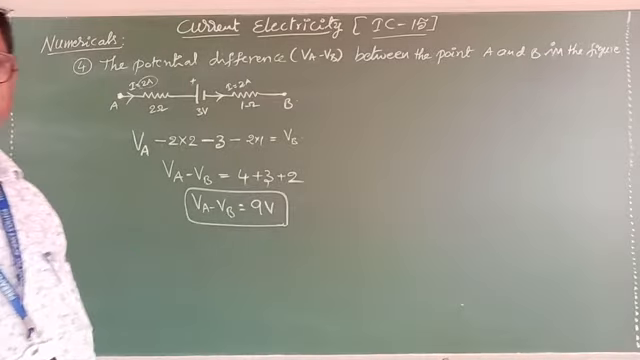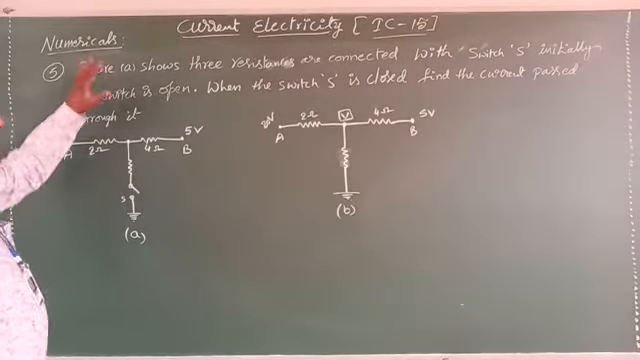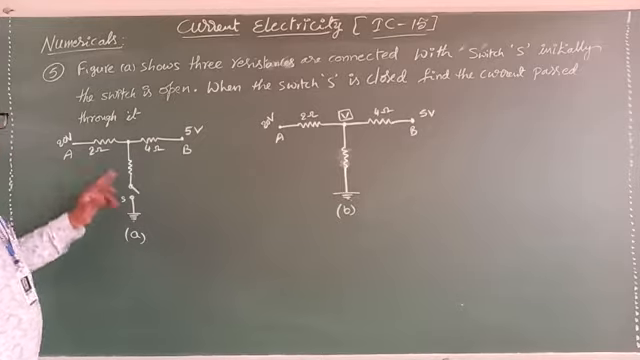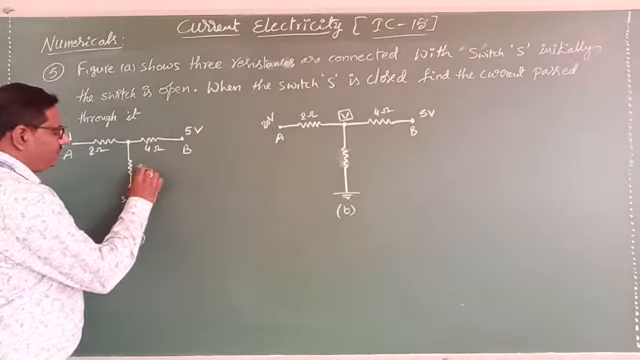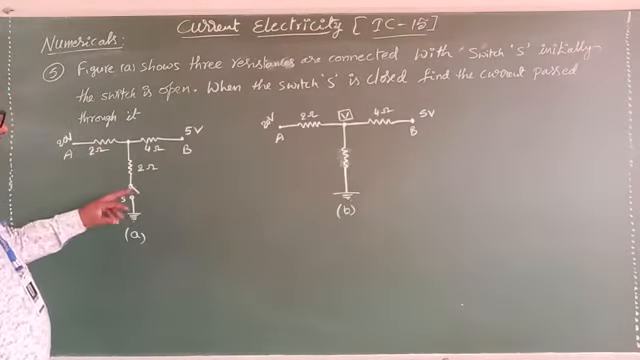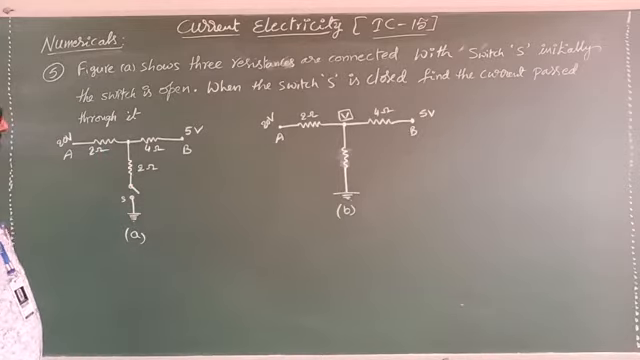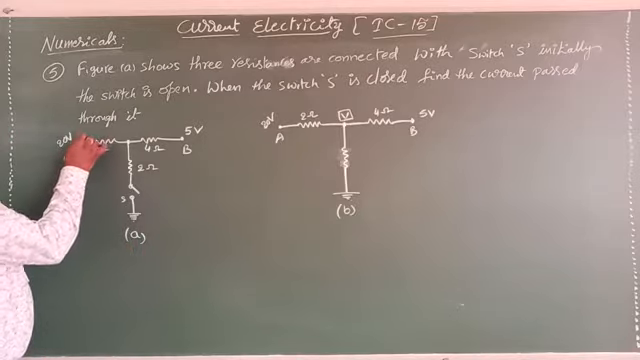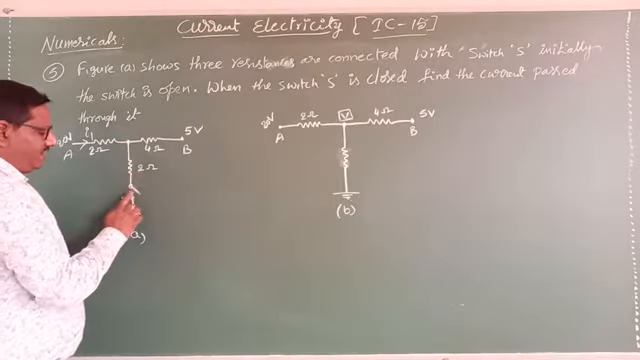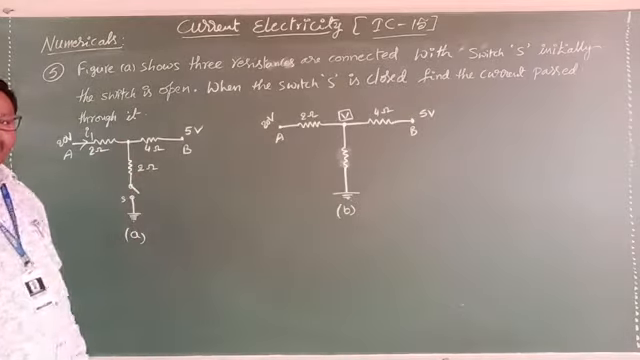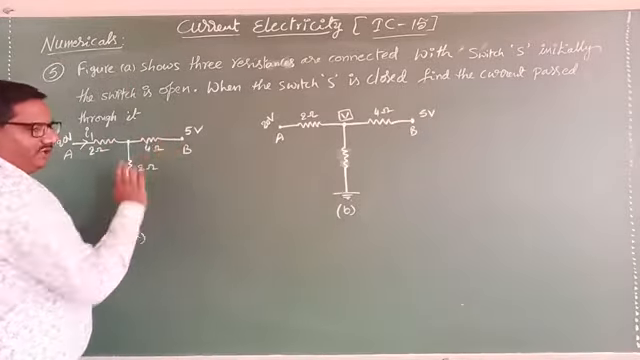Next one. See here in this problem, figure A shows 3 resistors. One is 2 ohm, the second is 4 ohm, and the third is also 2 ohm. The 3 resistors are connected with the switch S. Initially, the switch S is open. Then what current will flow here? If we take it as I1, the same current will come here, and again it is an open terminal. In an open terminal, can current flow? No way. Then the same current will flow here only.